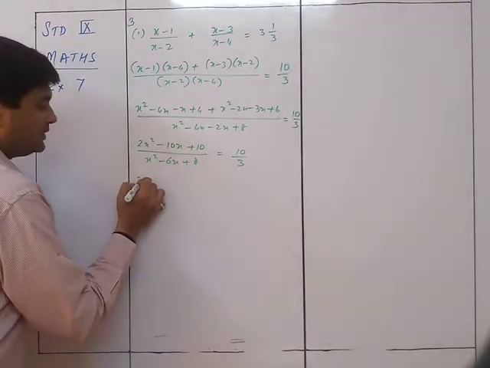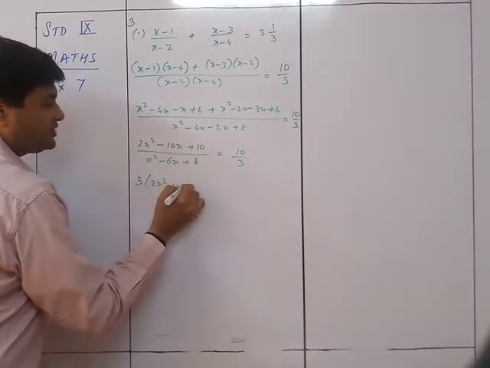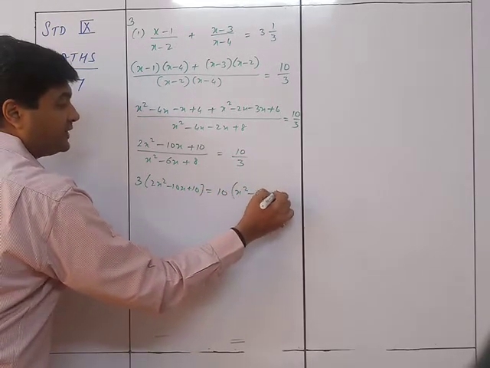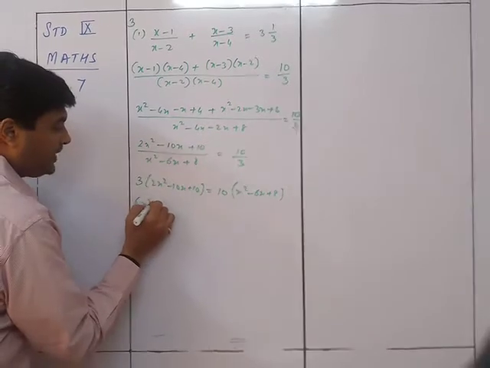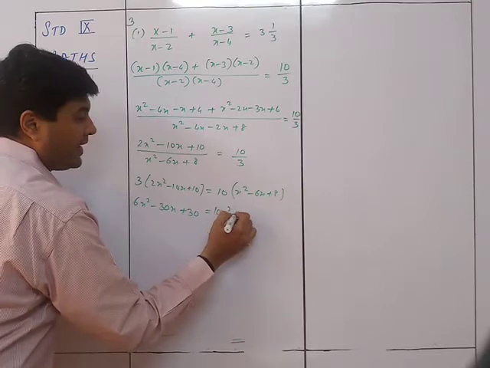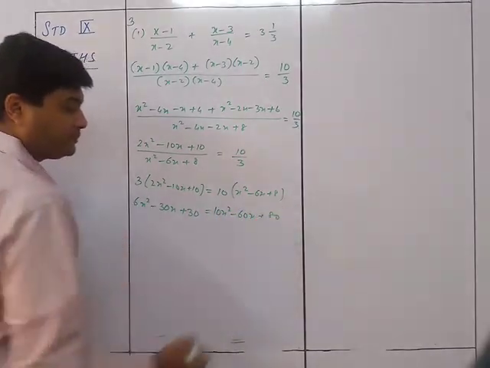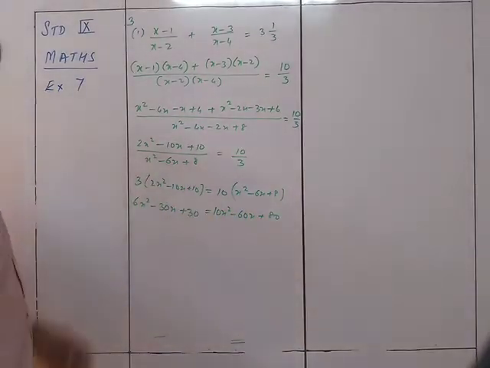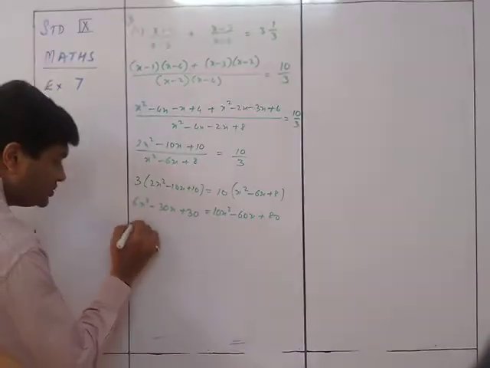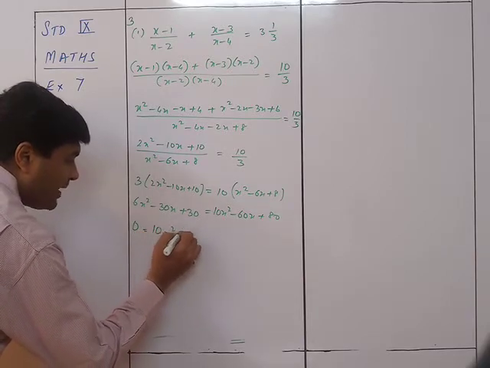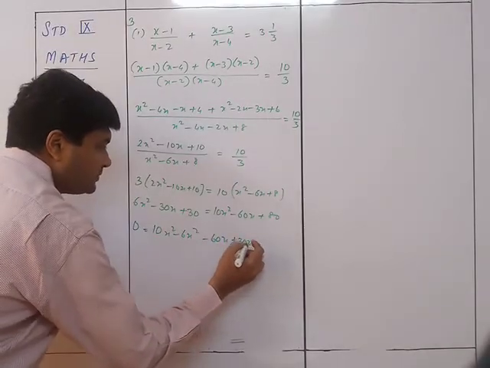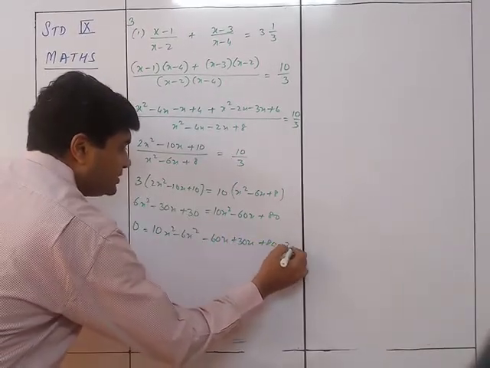Cross multiply, 3 into 2x square minus 10x plus 10 is equal to 10 into x square minus 6x plus 8. That gives me 6x square minus 30x minus 30 is equal to 10x square minus 60x plus 80. Bringing everything on one side, so we take this on this side so that my x square is not negative. So 0 is equal to 10x square minus 6x square minus 60x plus 30x plus 80 minus 30.